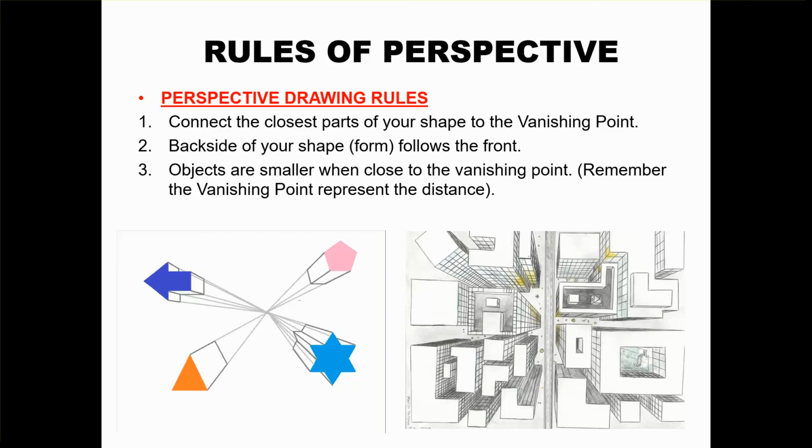If you look at that pentagon, the pink shape, top right, we're connecting to the 3 closest edges, but not the ones that are further away. So we connect to whatever is closest to that point because that is the side that converges to our vanishing point. The second rule is that the back side of your shape follows the front.